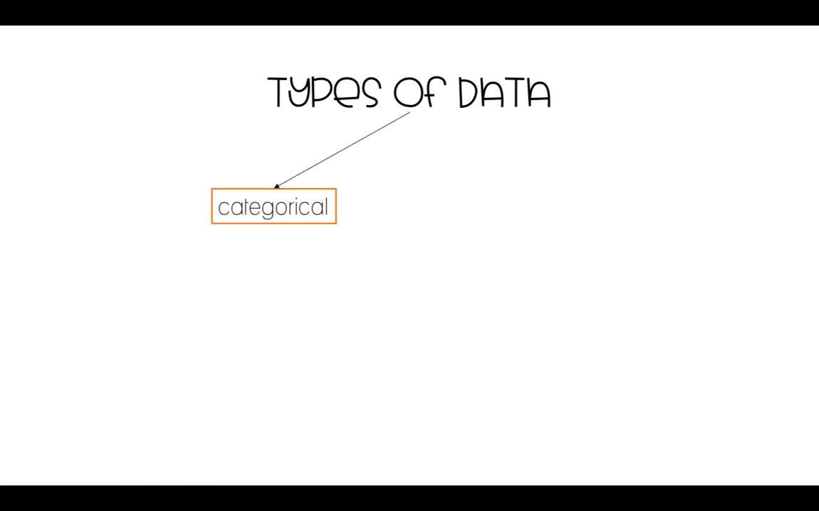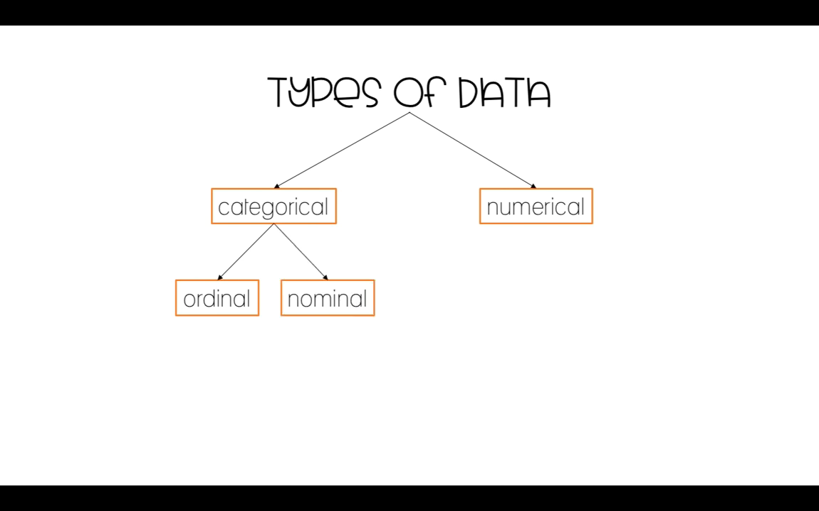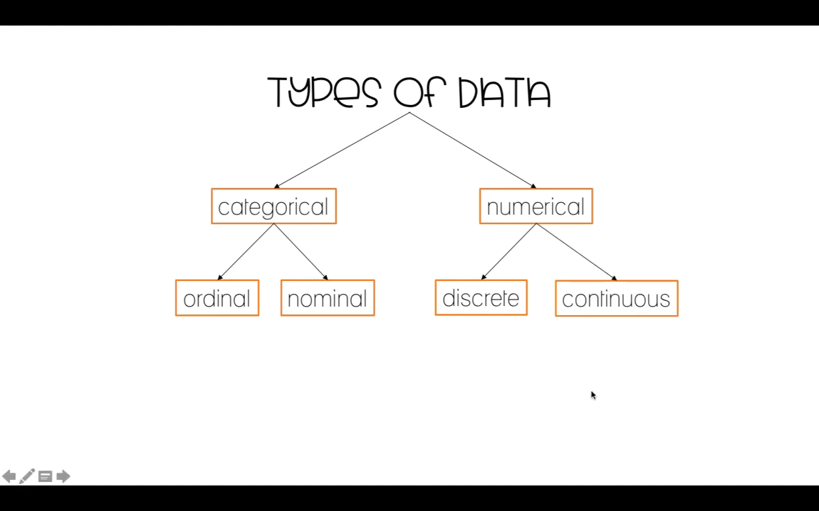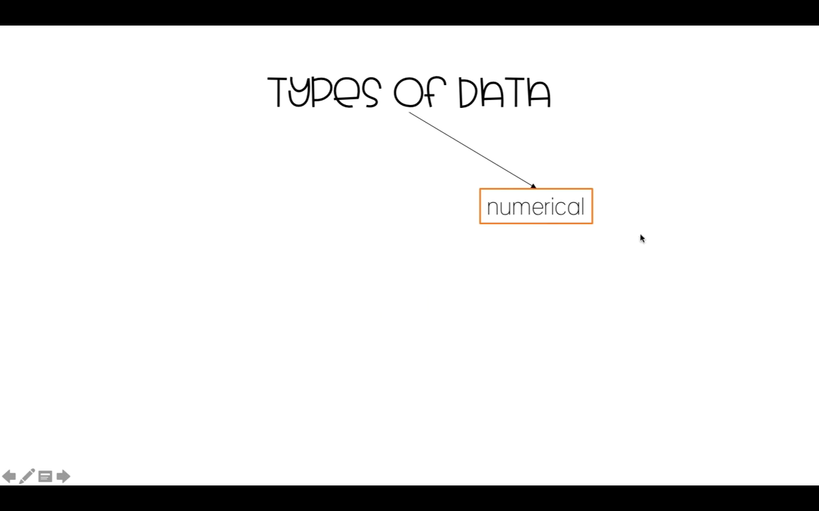So there is what we call categorical, numerical, ordinal, nominal, discrete, or continuous. So these are the different types of data that we have. So we have two that fall under our categorical data and two that fall under our numerical data.